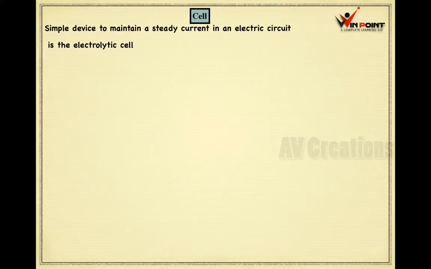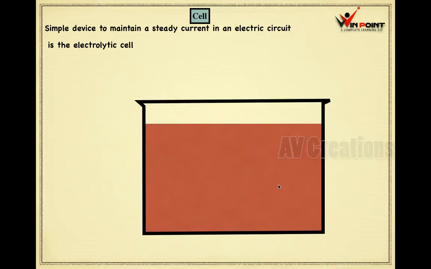So first one, what is a cell? A simple device to maintain a steady current in an electric circuit is an electrolytic cell. We can make an electrolytic cell using zinc sulfate, copper and copper sulfate. The metallic rod is known as the electrode, and the copper sulfate is known as the electrolyte. If it is copper, we need to use copper sulfate. If it is zinc, we need to use zinc sulfate. These are the pairs. We are not going to specify any particular electrolyte like copper sulfate or zinc sulfate, but you should know what an electrolyte is.